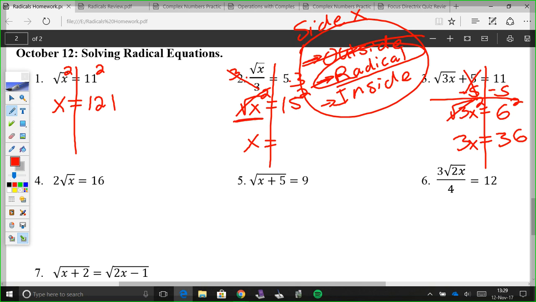Now I'll take care of what was inside that radical. This is the time I'll take care of the 3. So I'll divide by 3. I'll have x equal to 12. All right? So remember to go in that order: outside the radical, then the radical, then inside the radical. Okay? And number 7, last and not least, you have radicals on both sides. So square both sides to get rid of the radical sign and just solve the equation like normal.